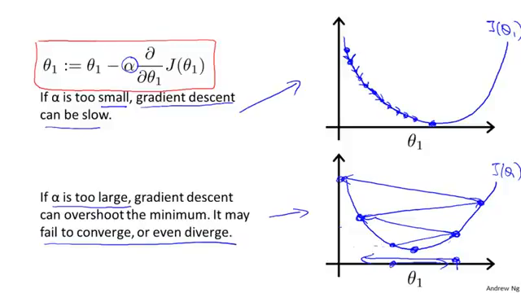Now, I have another question for you. This is a tricky one, and when I was first learning this stuff, it actually took me a long time to figure this out. What if your parameter theta 1 is already at a local minimum? What do you think one step of gradient descent will do?